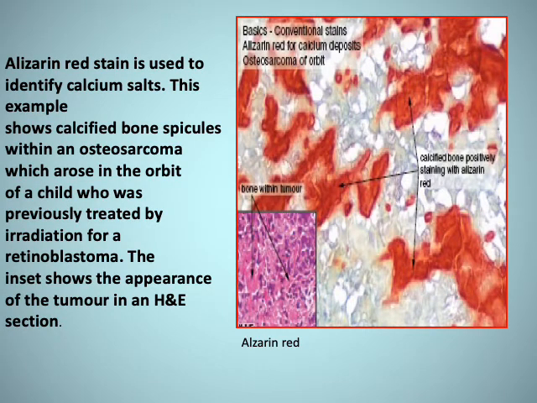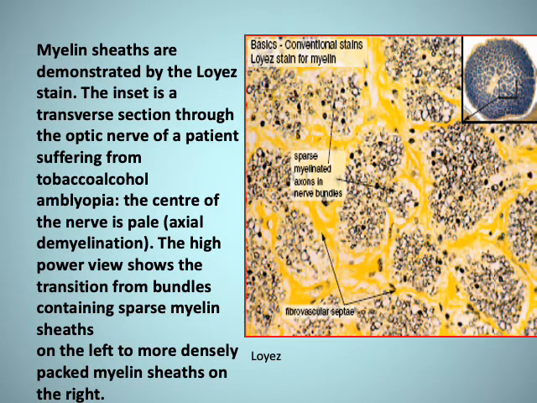This is Alizarin red stain, used to identify calcium salt, used for calcified bone spicules in osteosarcoma. The myelin sheath is demonstrated by Loyez stain. This is used for tobacco or alcohol amblyopia. The center of the nerve is pale, axial demyelination.